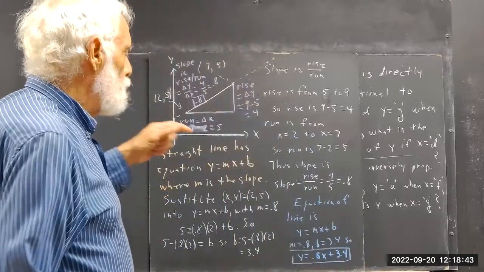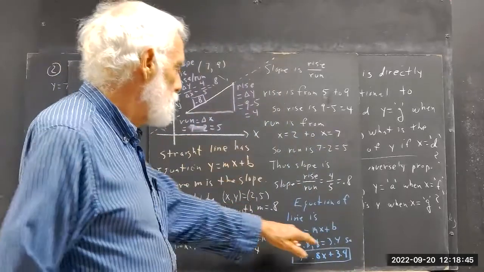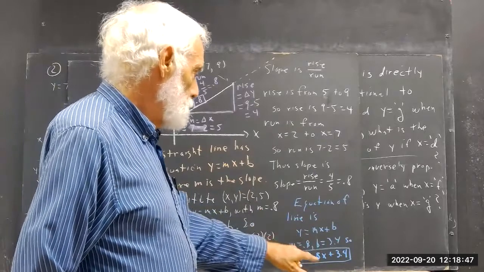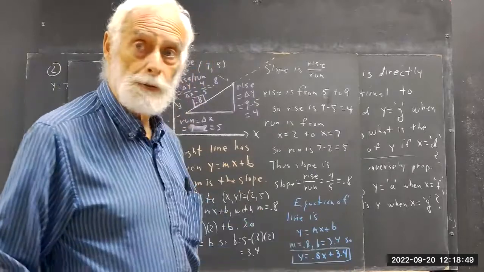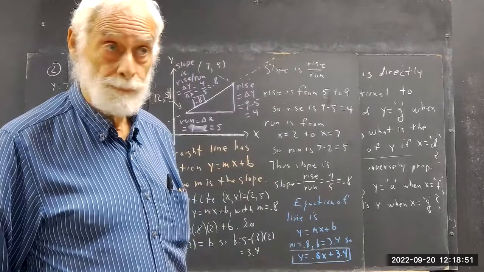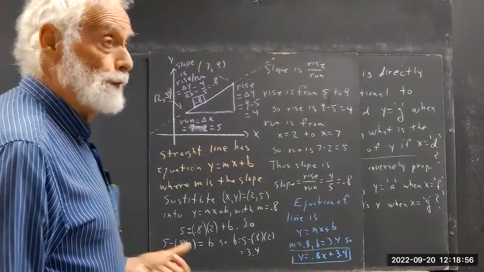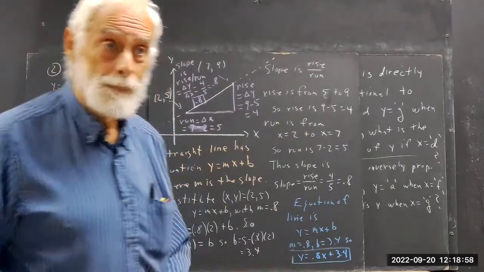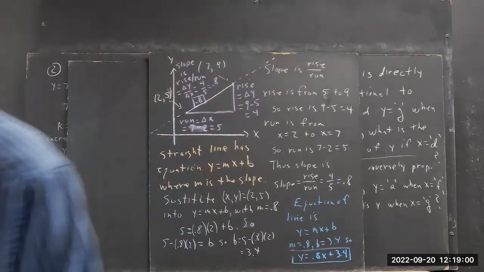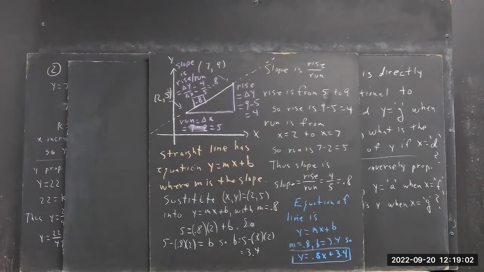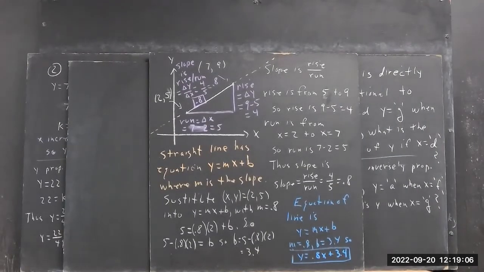So having solved for m and b, we plug them in, we get y equals 0.8x plus 3.4. Now, if y equals 0, what's x? I don't bother writing that out. We're short on time, and you can do that pretty easily. So we're going to stop and see if somebody will tell me what it is.